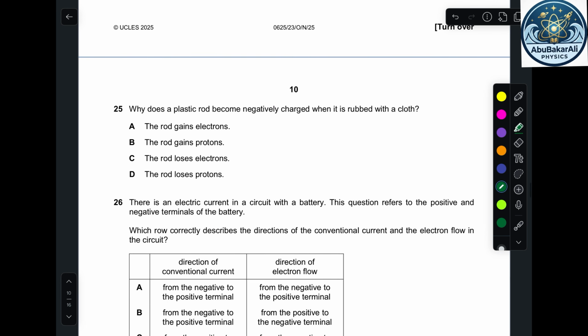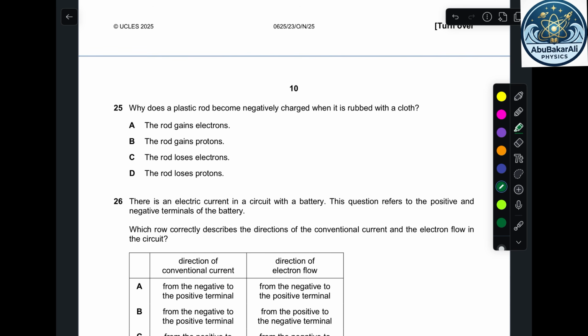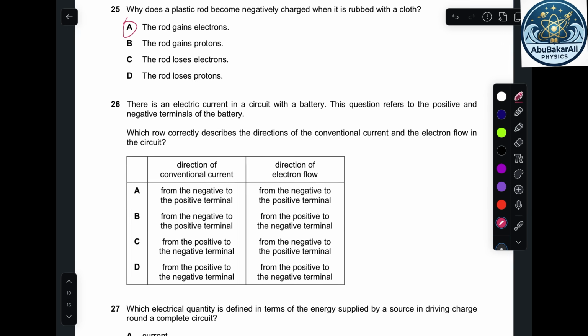Question 25. Why does a plastic rod become negatively charged when it is rubbed with the cloth? Because the rod gains electrons. If something is positively charged, it means it is losing electrons. You always answer in terms of electrons. Electrons will be lost or you are gaining the electrons. You will never talk about the protons.